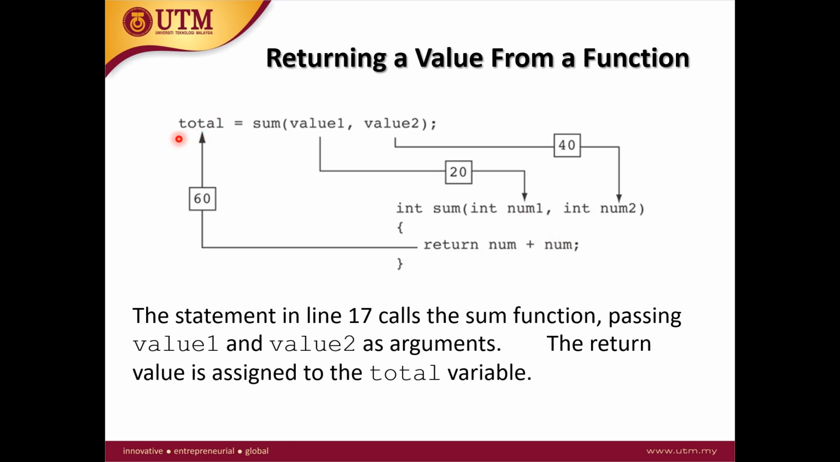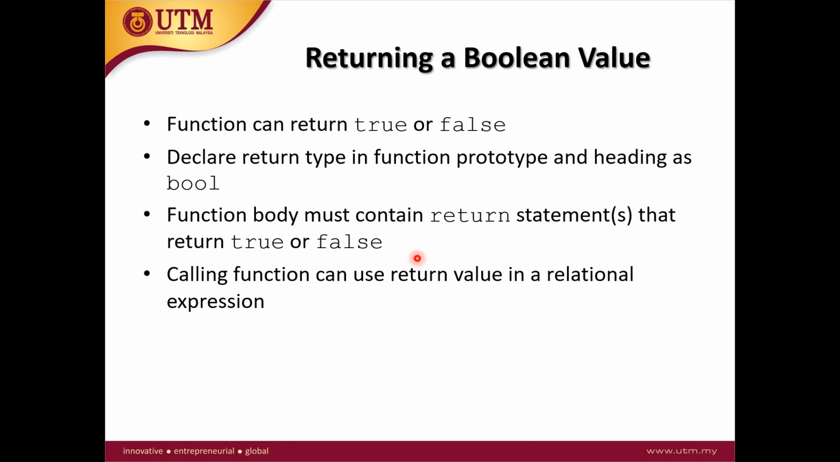Why? Because we've said the total equals the calling of this function, or whatever is going to happen inside this function. A function returning a boolean value is called a boolean function. The function can return true or false, only two different values, and the return type is declared using bool instead of int or void or char. We say bool for those functions which we want to return true or false.